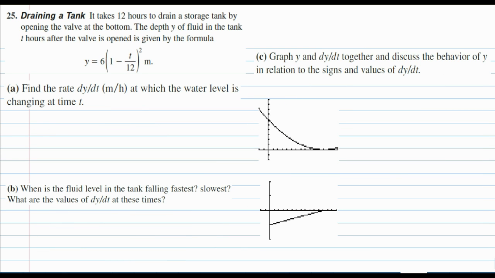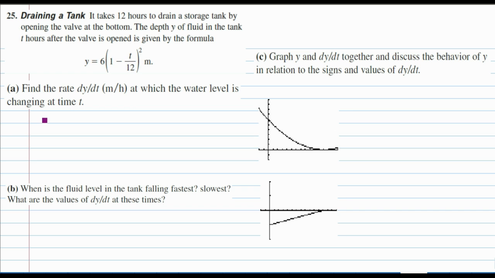Now the try problem, number 25, talks about draining a tank. It takes 12 hours to drain a storage tank by opening the valve at the bottom. The depth y of the fluid in the tank, t hours after the valve is opened, is given by this formula. So y is depth and t is hours. Part A asks us to find the rate, dy/dt, which would be meters over hours. They give us meters here too in the formula, at which the water level is changing at time t.